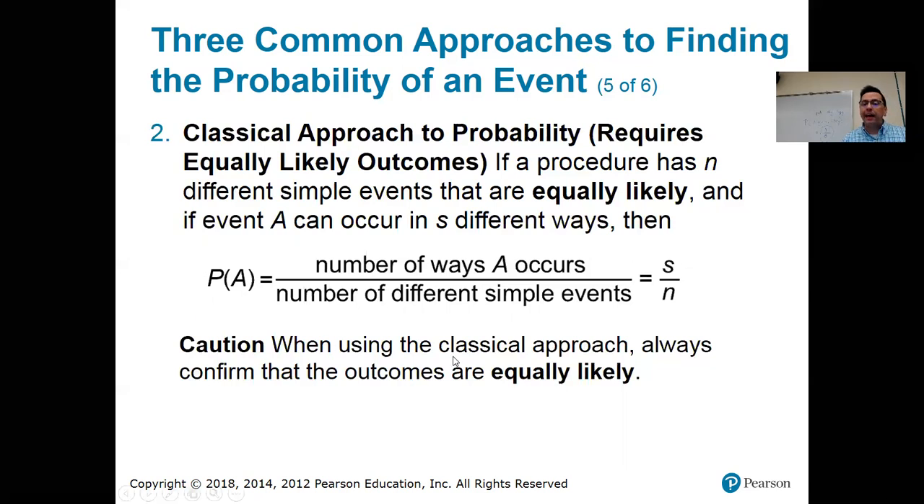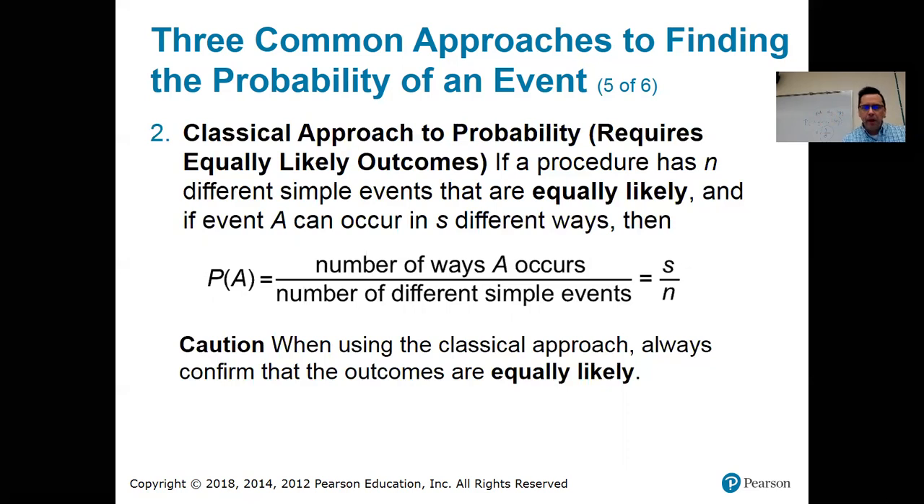Notice that, again, it requires that your outcomes are equally likely. I am assuming that in this process of having 3 children, any one of these outcomes or any one of the others are all equally likely.